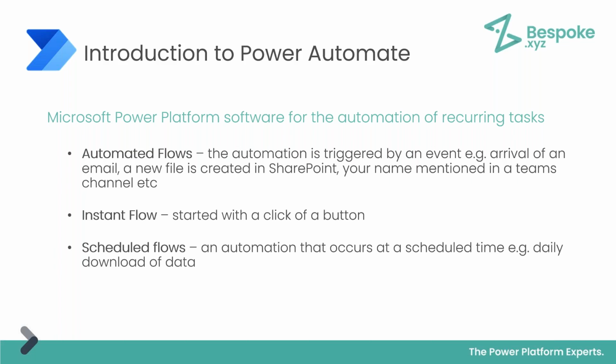An instant flow is just something that's started with a click of a button. It's usually used in Power Apps. And a scheduled flow is much the same thing, automation that's going to occur at a scheduled time. So it could be like a daily upload or daily download of your data.